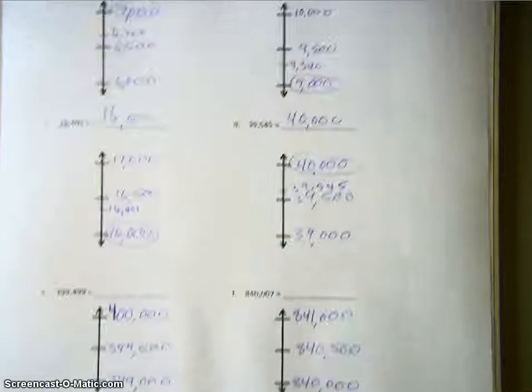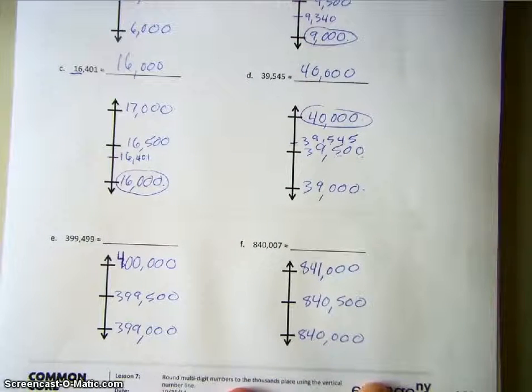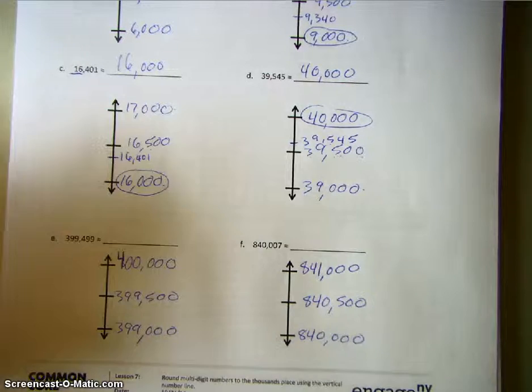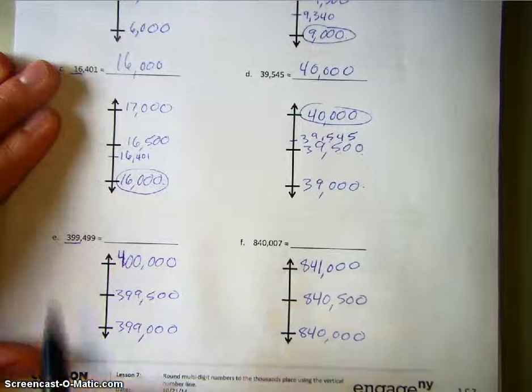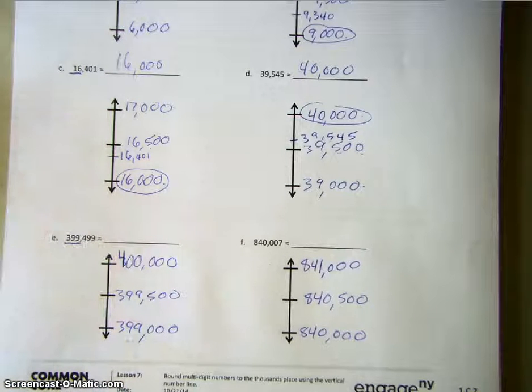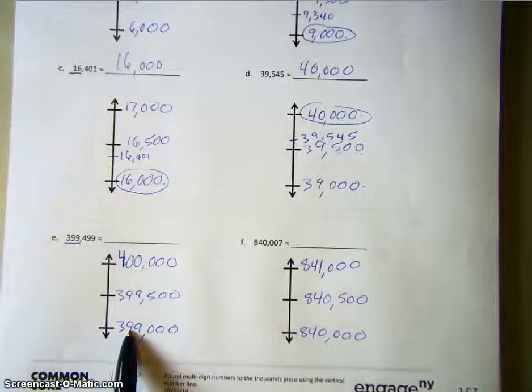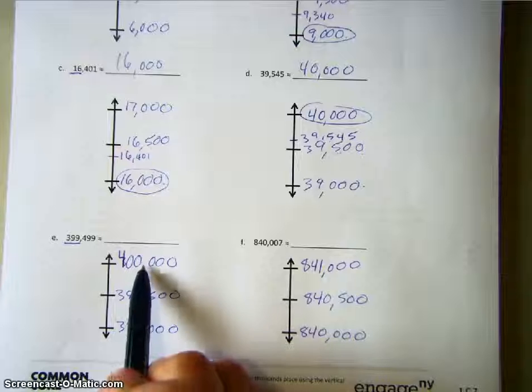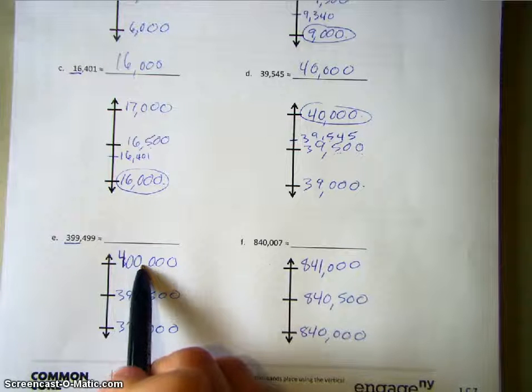Moving on to our bottom row here. Okay, it gets a little bit different because now we go over to the 100,000s place. Okay, so here we have 399 thousands. That's where we're starting here. 399 thousands plus one more 1,000 gets us to 400 thousands.